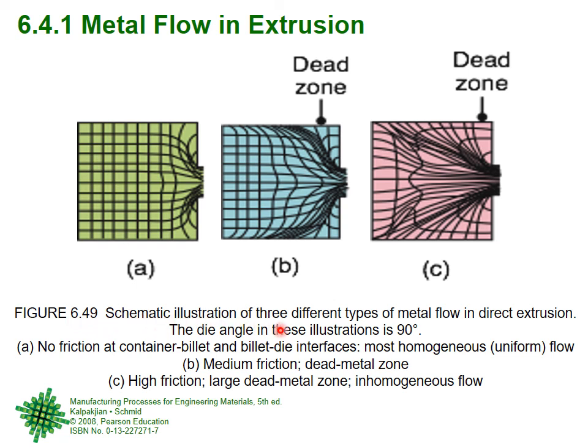So a schematic illustration of three types of metal flow in direct extrusion. The die angle in these is 90 degrees. No friction at container billet, most homogeneous flow. Medium friction, there is a dead metal zone, and very high friction, the dead metal zone is very large, right? So some material does not flow, it gets stuck here. So this is called the dead metal zone. And this dead metal zone will be a medium size when the medium friction is there. It will be large size if large friction is there. And of course, if the friction is large or if the dead metal size is large, then the ram force or ram pressure that we need will be much larger.